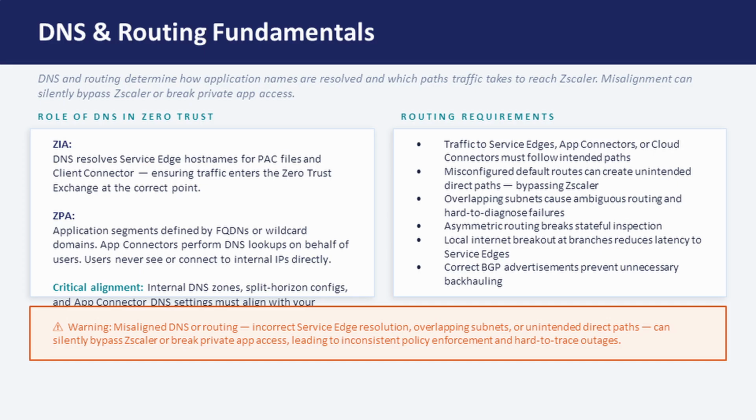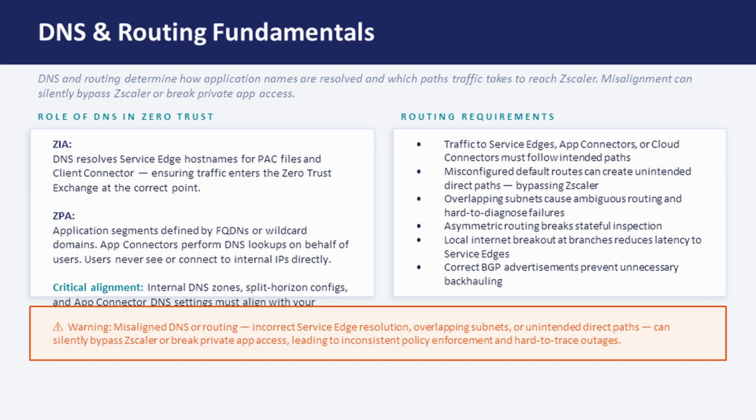Overlapping subnets create another class of problems. If your corporate IP address ranges overlap with Zscaler connector addresses or with cloud provider address spaces, routing becomes ambiguous and you get intermittent failures that are extremely difficult to trace. Asymmetric routing, where the outbound and inbound paths are different, breaks stateful inspection and causes dropped sessions.